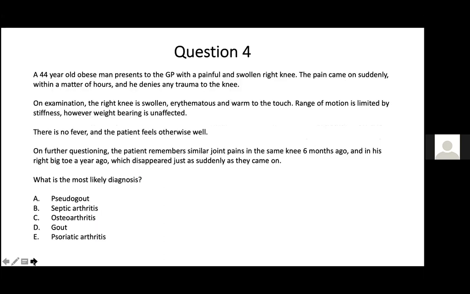Moving on to question 4. Again, you'll have 60 seconds to read the question and pop a wee answer in for me.